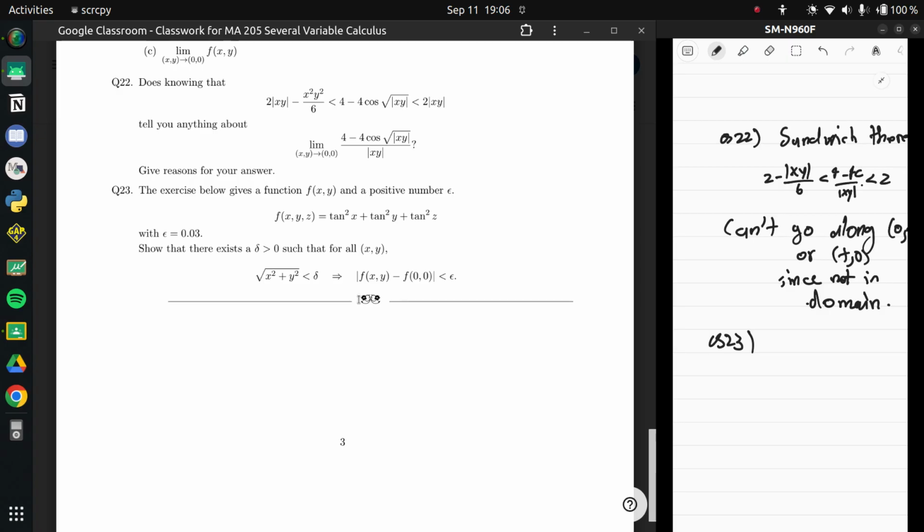Show that, okay, epsilon is 0.03, it's an actual value. There exists a delta such that for all x, y, this being bounded by delta, so it's basically 0, 0. So (x, y) is approaching 0, 0, right? The usual epsilon-delta definition. So you have square root of x square plus y square, and this is tan square x plus tan square y.